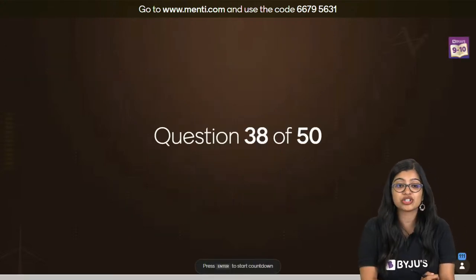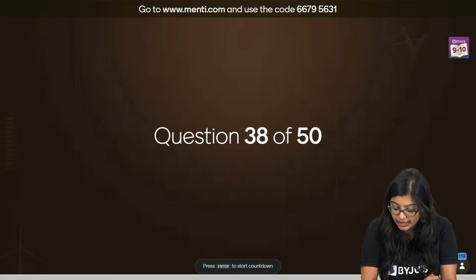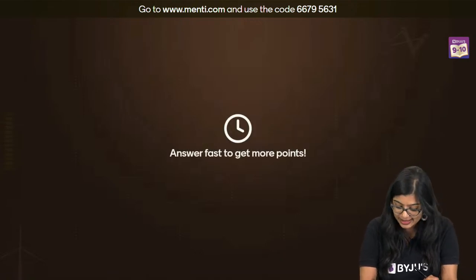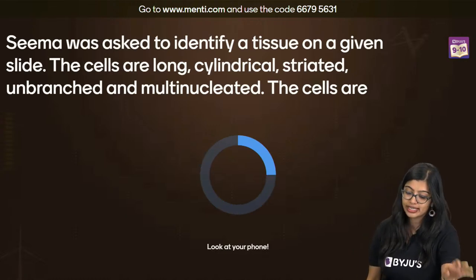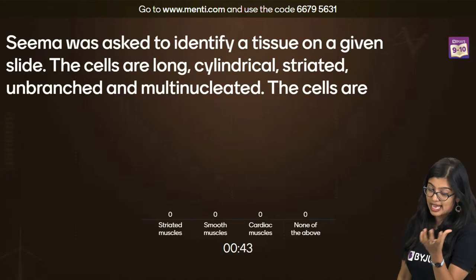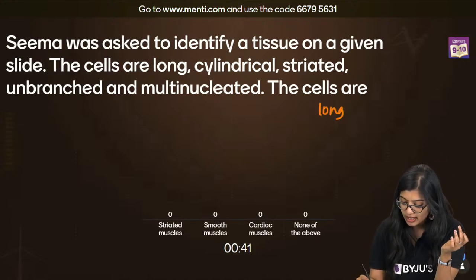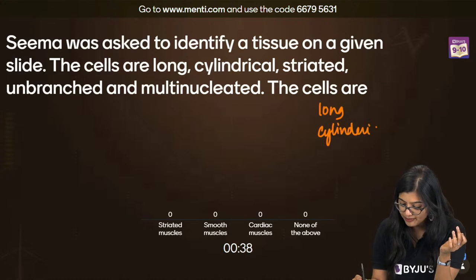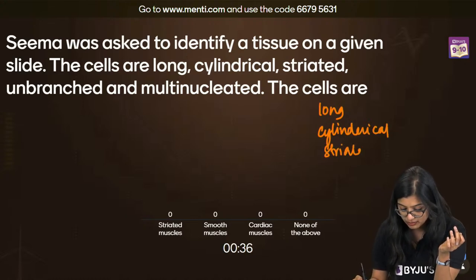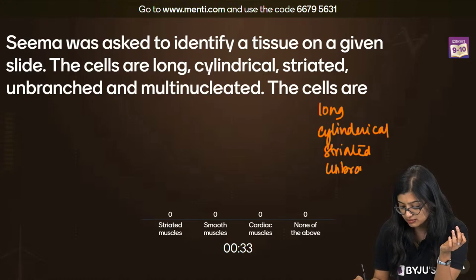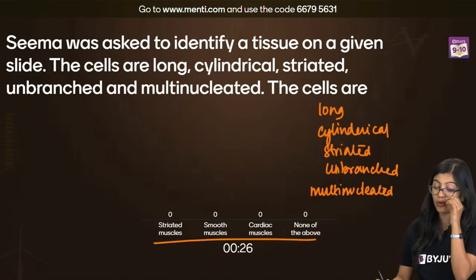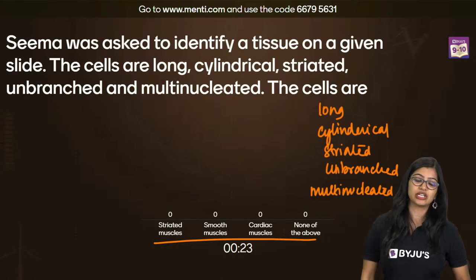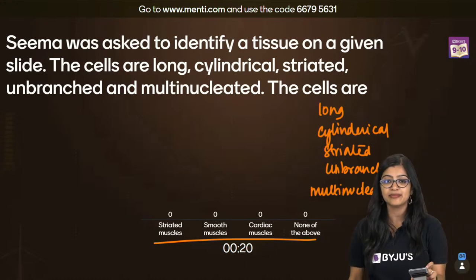Now moving on to question number 38, all right? Question number 38 on your screens now. Seema was asked to identify a tissue on a given slide. Now, the cells on the slide were long, cylindrical, striated, unbranched, and multinucleated. Which among the following is it? So easy. This question is super duper easy, right?